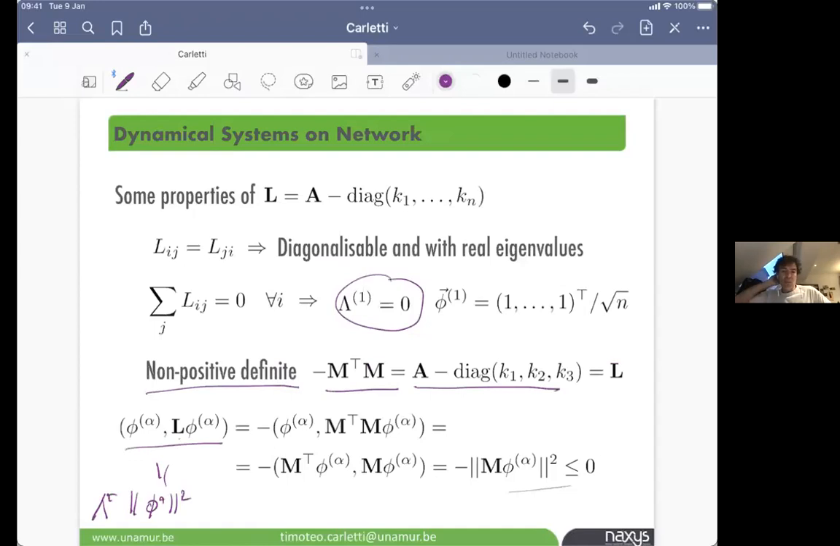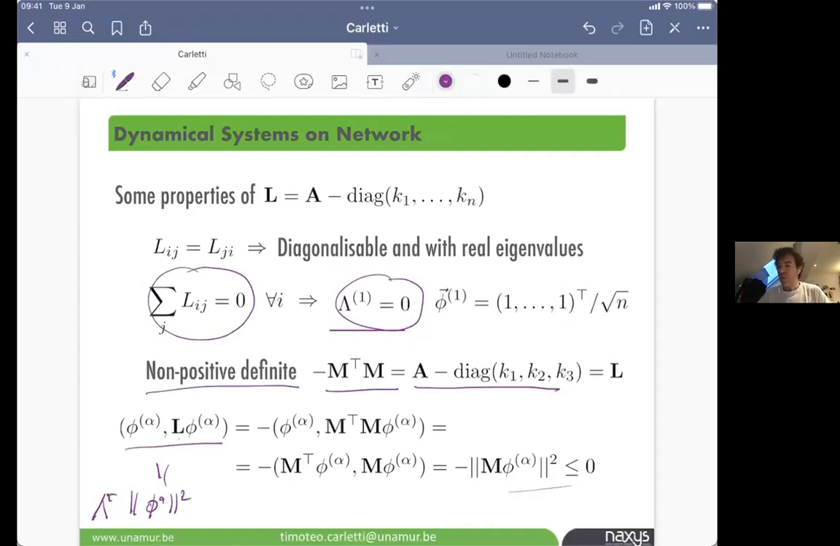Indeed, you can prove that the multiplicity of lambda equal to 0 is related to a topological feature of the network. If the multiplicity is 1, the network is connected, it's just one piece. If the multiplicity is 2, then the network is composed of 2 pieces. If it's 3, 3 pieces, and so on. So you have information about the topology of the network, which is in some sense inside the Laplacian matrix, inside actually the eigenvalue 0.